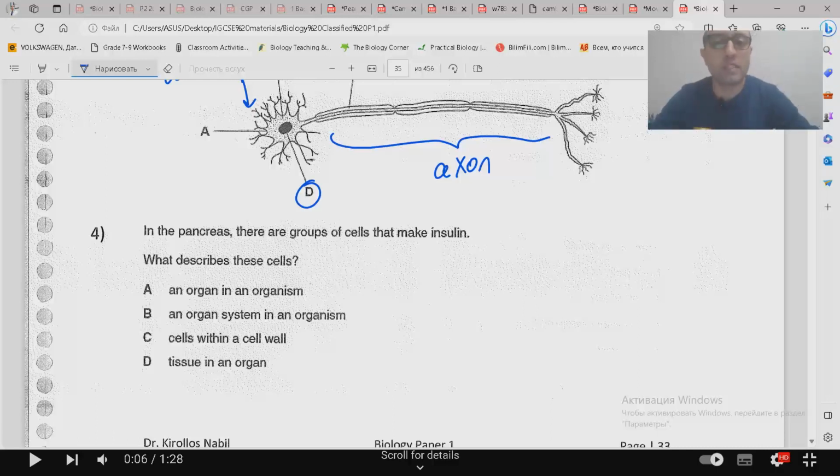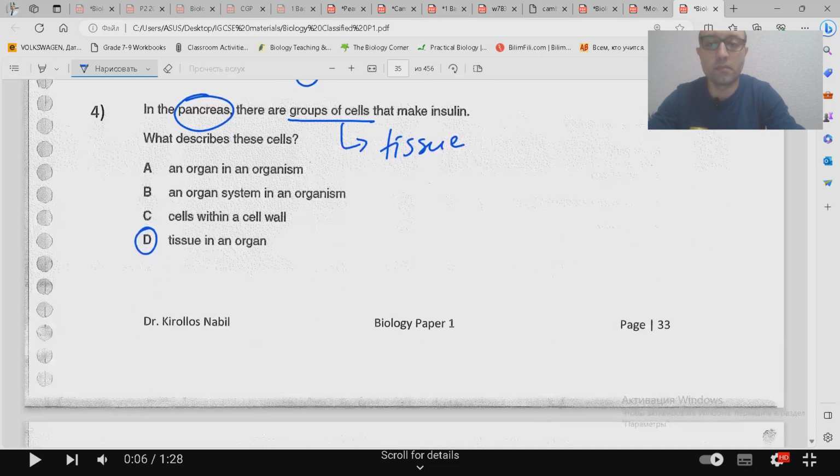In the pancreas, there are groups of cells that make insulin. What describes these cells? If there is a group of cells, you know that a group of cells is a tissue. And tissues make an organ, such as the pancreas. So the answer here is that the tissue is in an organ.